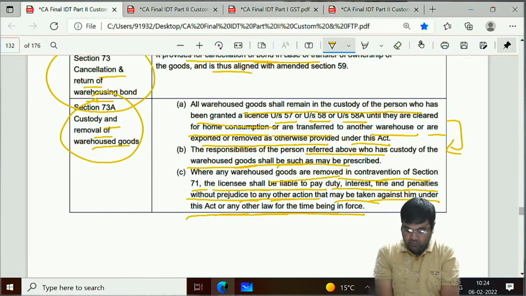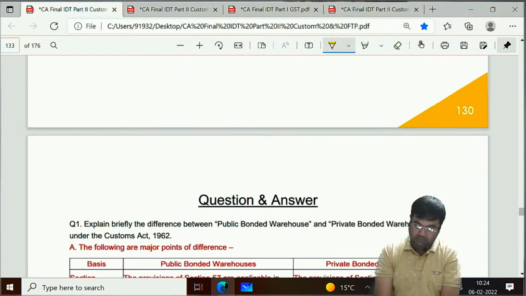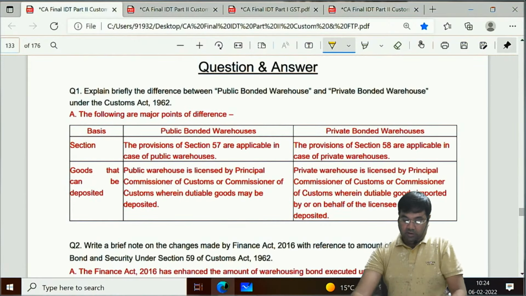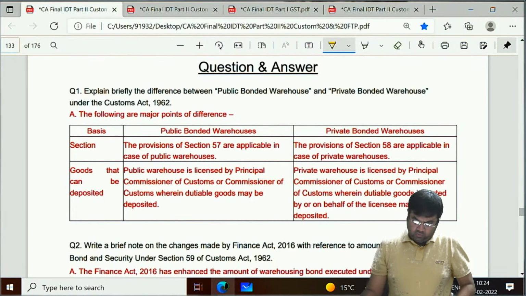In case any goods have been removed, the officer has not given permission and the goods have been removed, of course, who is going to pay the duty and other penalty, etc.? The licensee is supposed to. And in fact, other action can also be taken. Okay, so this is section 73A. This completes the chapter. So now let's do question and answer.